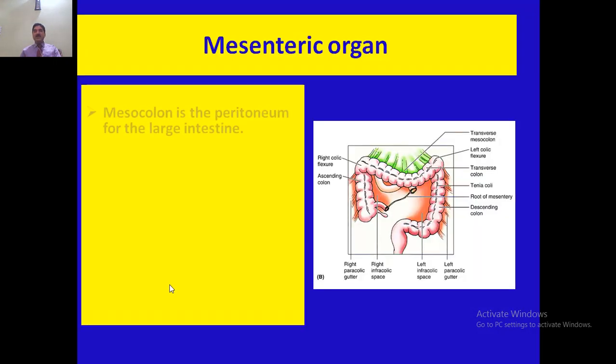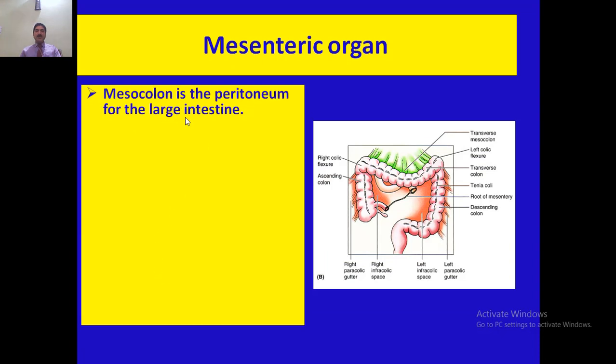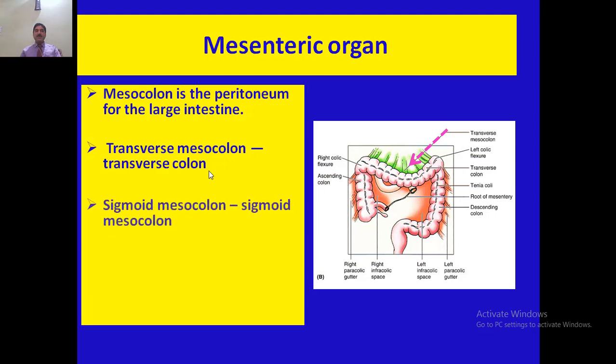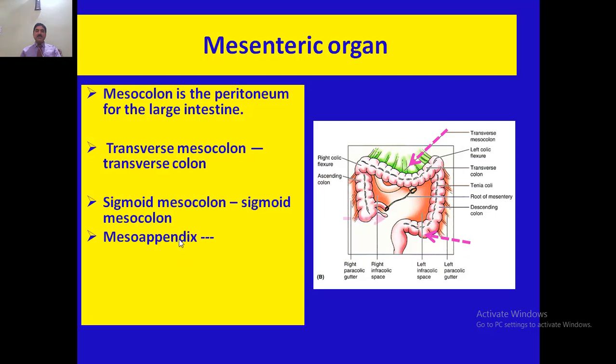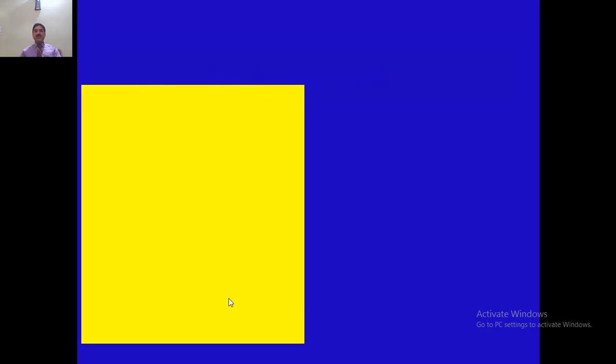What is a mesenteric organ? Mesocolon is the peritoneum for the large intestine. It is divided into transverse mesocolon, which is the mesentery of the transverse colon. It divides the abdominal cavity into supra and infracolic compartments. Sigmoid mesocolon represents the mesentery of the sigmoid colon. Mesoappendix is the mesentery of the appendix. Together they are called the mesenteric organ. The concept of mesenteric organ, as already said, was given in 2012.